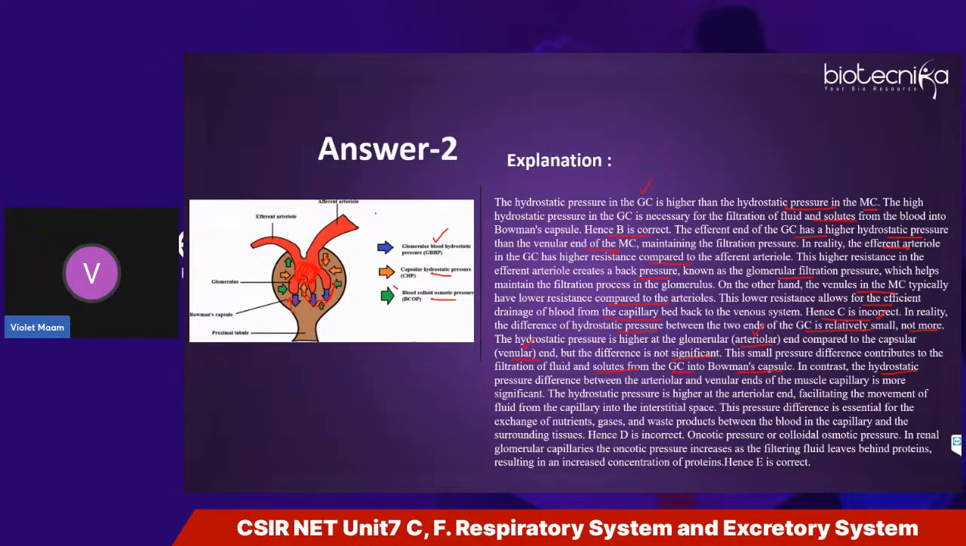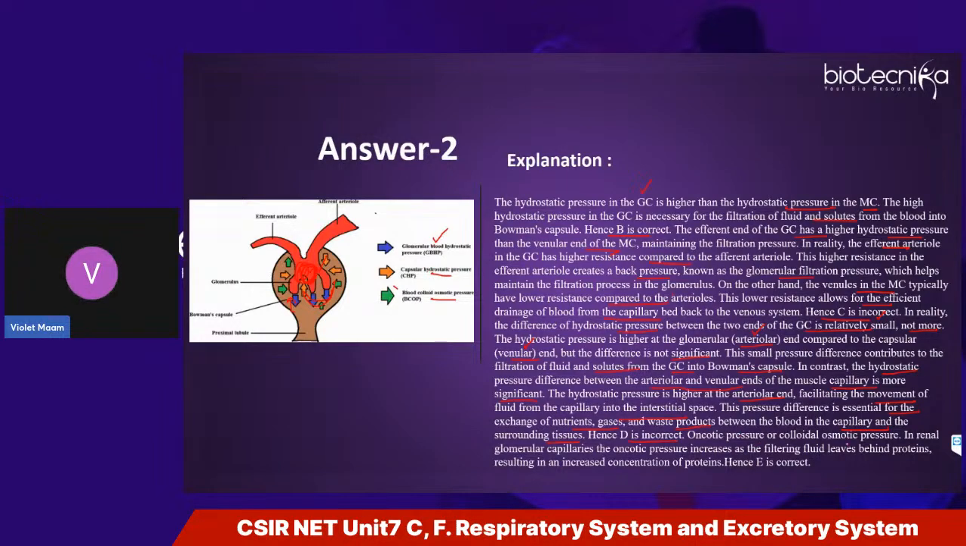In contrast, the hydrostatic pressure difference between the arterial and venular ends of muscle capillary is more significant. The hydrostatic pressure is higher at the arterial end, so already we saw what the values are. So it helps in the movement of fluid from the capillary into the interstitial space. This pressure difference is essential for the exchange of nutrients, gases, and waste products between the blood in the capillary and surrounding tissues. So D is incorrect.